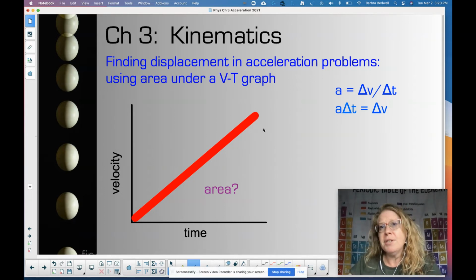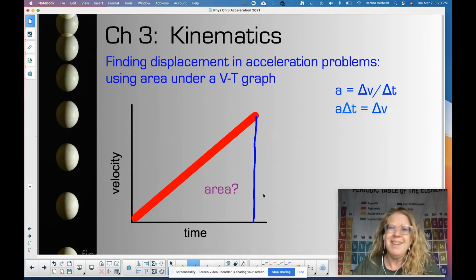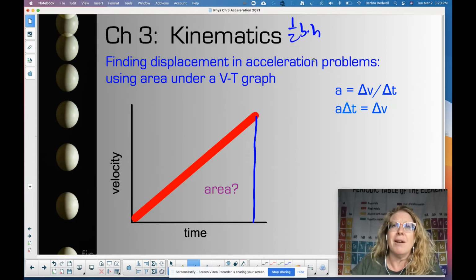So now if we're saying under the VT graph is going to be displacement, now we're not talking about a square, we're talking about a triangle, right? I know you guys know the area of a triangle, 1/2 base times height. That's the area of a triangle. Well, what do we have going on here now? Again, it's a little bit different because we've got acceleration. So we've got 1/2 of velocity times time will give us area.